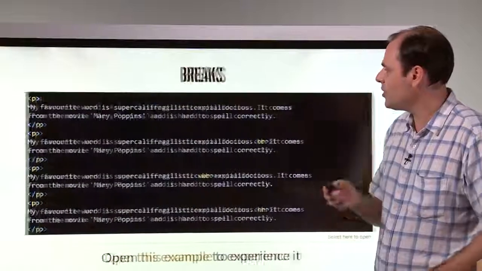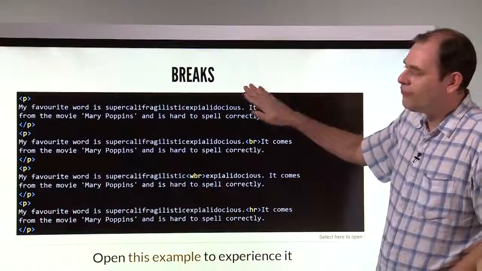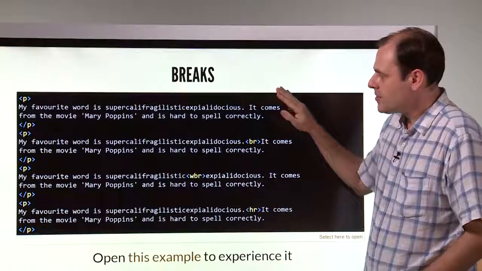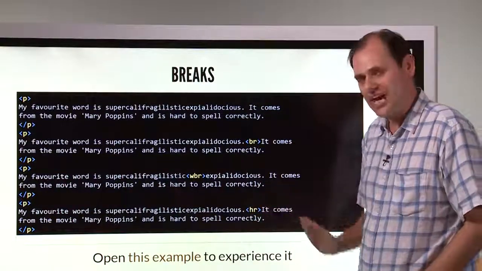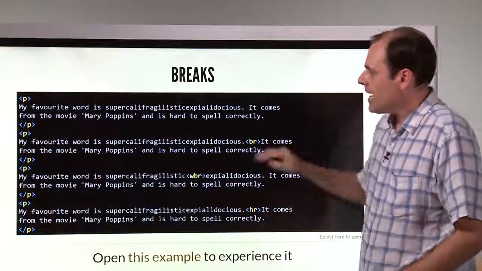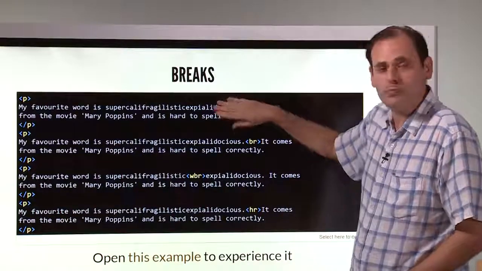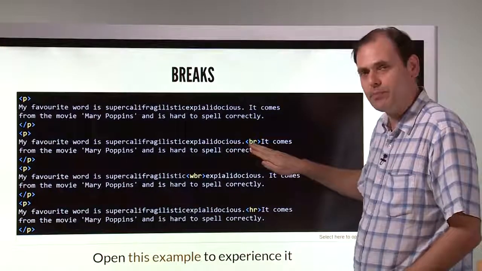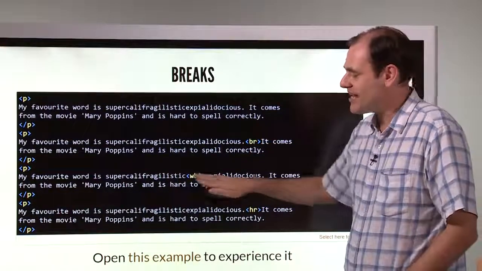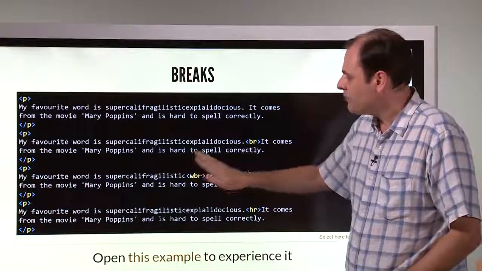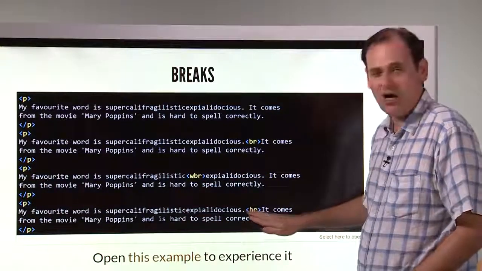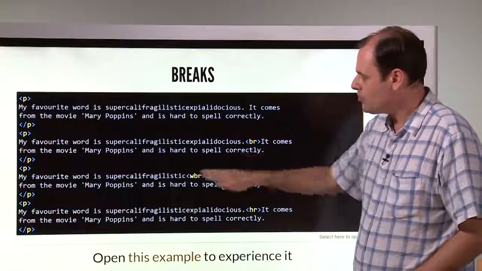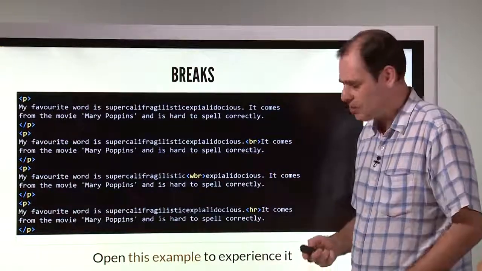Let's have a look. In this example we've got 4 paragraphs, all with exactly the same text. The first paragraph has no special tag at all. The second paragraph has a break tag, BR. The third paragraph has a WBR tag. The fourth paragraph has an HR tag. I should use the word element. So we've got 3 types of element being used.